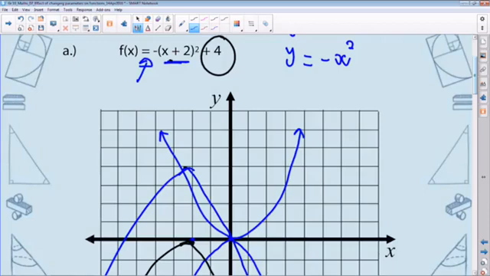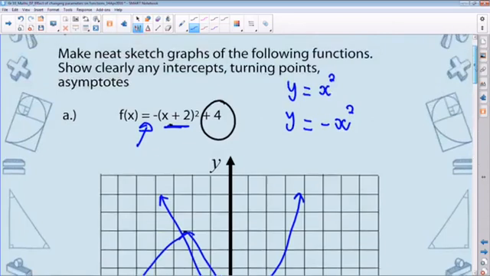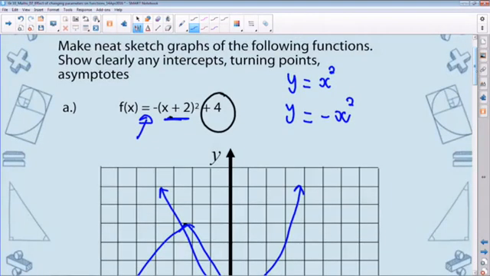You make sure that you start with your parent function and do the transformations on the parent function. This was y equals x squared, and then now minus x squared, and then from there you added 2, okay? So you're shifting it to the left 2 units, and then plus 4, you're moving it up 4 units.